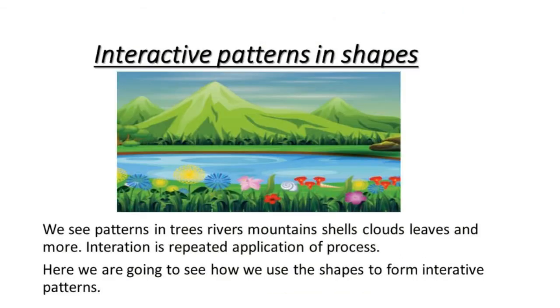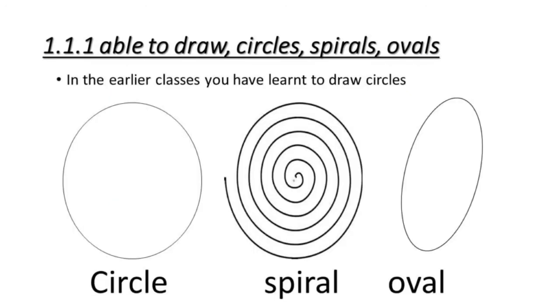Iterative patterns in shapes. See the given picture. We see patterns in trees, rivers, mountains, shells, clouds, leaves, and more. Iteration is the repeated application of a process. Here, we are going to see how we use the shapes to form iterative patterns.